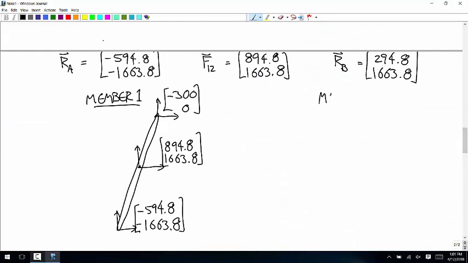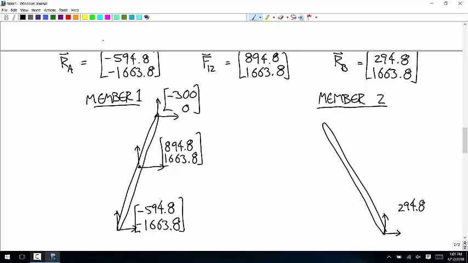Okay, and then number 2. Down here we have the force RB, so that's 294.8, 1663.8. This is negative F12, so that's negative 894.8, positive 1663.8. It's negative, like I said.